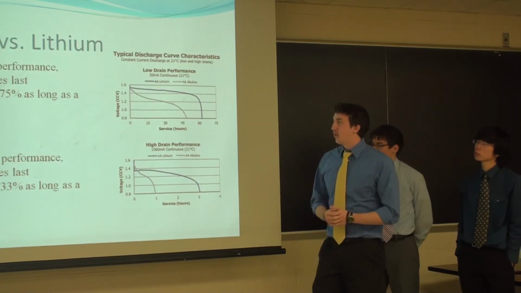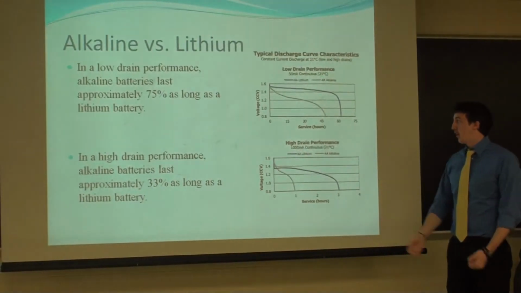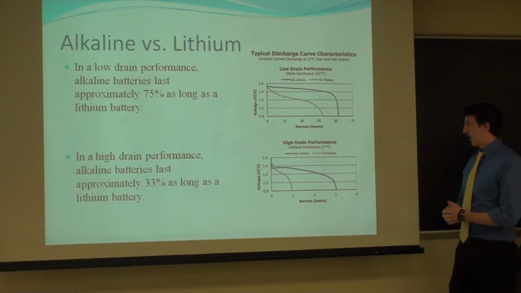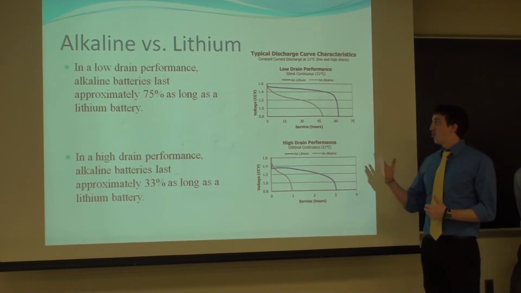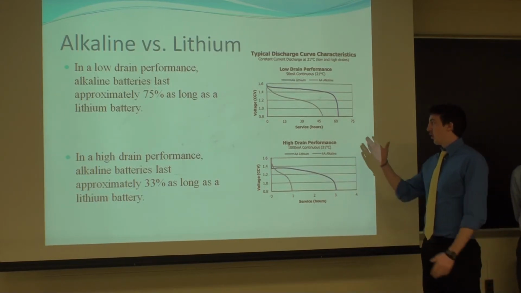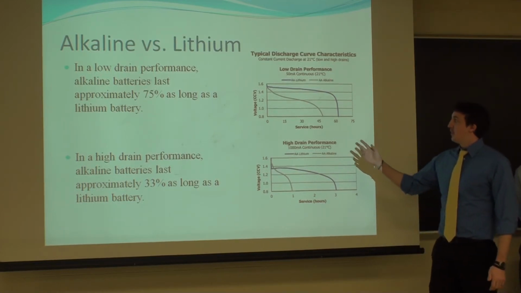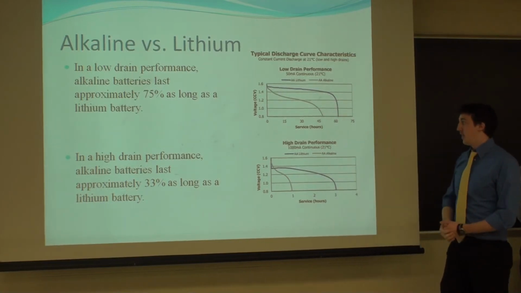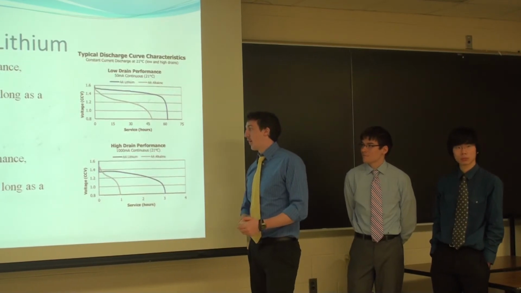When comparing the alkaline versus lithium batteries, in a low drain performance at about 50 milliamps of constant drain, you see that the alkaline battery lasts about 75% of the length that the lithium battery lasts. So in a low drain performance, it's almost negligible to pick between the two just because they're so close, and the cost is much less for an alkaline battery. But what you can see in this graph is that the lithium battery holds its voltage much better than the alkaline battery, which is one of the reasons why we opted to go with a lithium battery for our project.